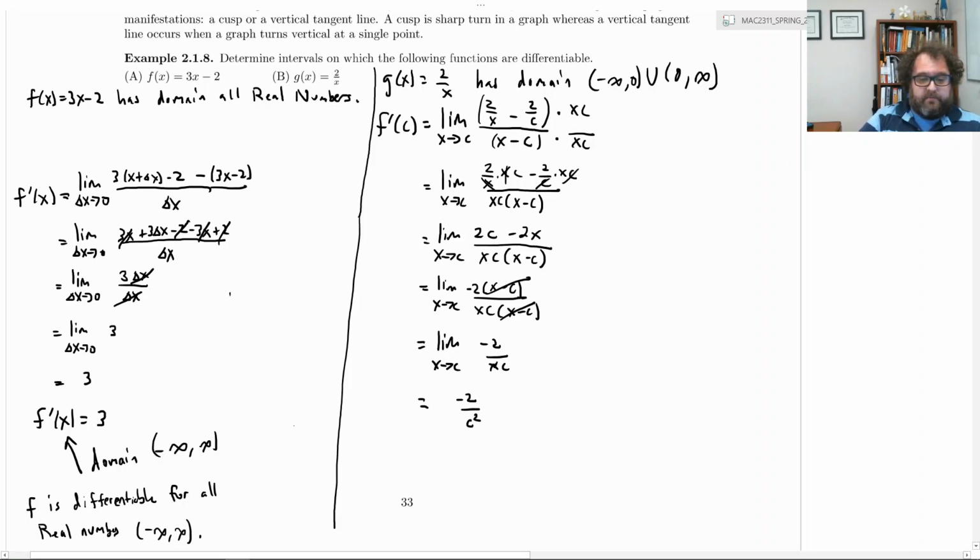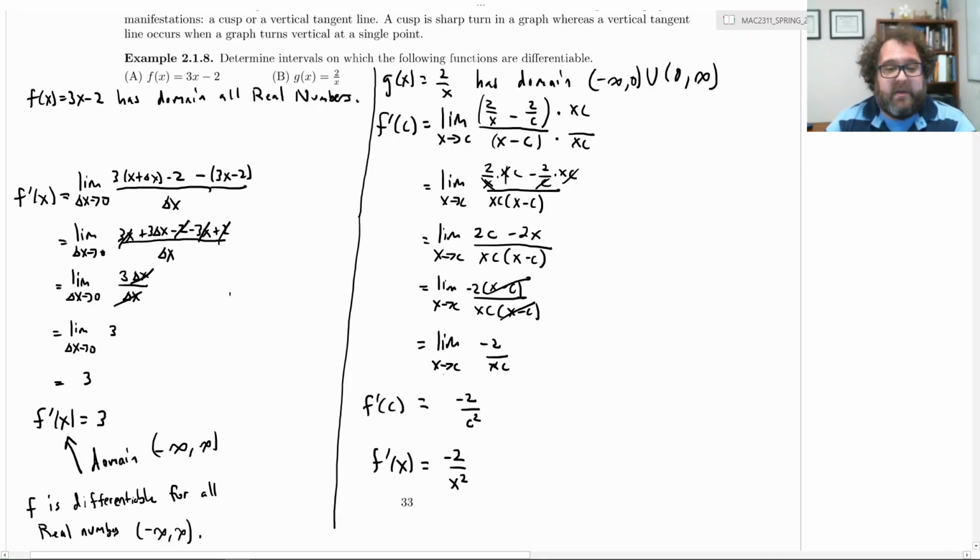F prime of c. Now, don't let the c confuse you. C is just a specific value of x. If we had used the regular limit definition, our answer would have an x in it. But c is just a dummy variable. It doesn't really matter. So if this makes you more comfortable, you could say that f prime of x is negative 2 over x squared. That is, the derivative function is negative 2 over x squared.